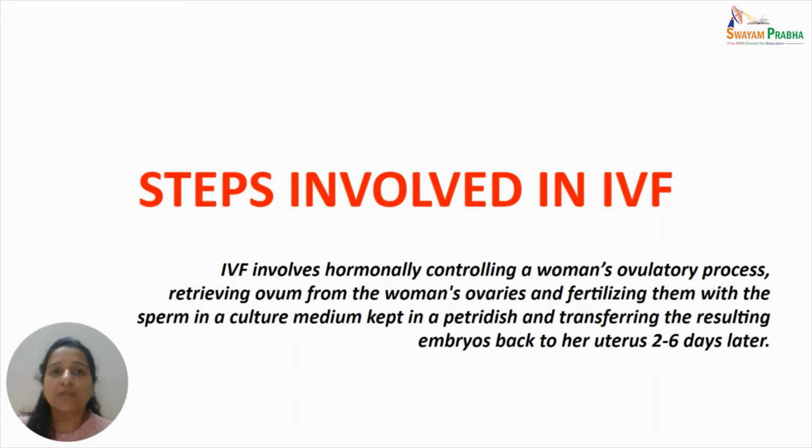So what are the steps involved in the process of in vitro fertilization? In vitro fertilization, or IVF, involves hormonally controlling a woman's ovulatory process, then retrieving ova from the woman's ovaries and fertilizing them with sperm in a culture medium kept in a petri dish, and transferring the resulting embryos back to her uterus some 2 to 6 days later.